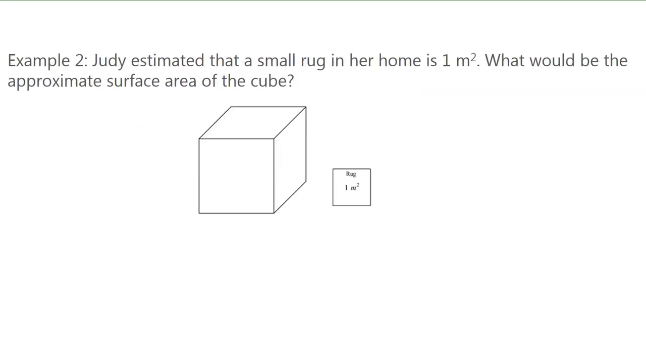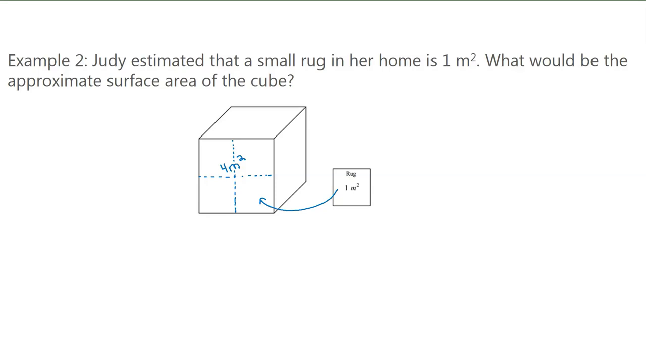Now for example 2. Judy estimated that a small rug in her home is 1 meter squared. What would be the approximate surface area of the cube? Now if I look at the front face of the cube and think of dividing that into 4 equal pieces, it looks like this rug could fit nicely into one of those squares. So that means the area of the front face would be 4 meters squared.